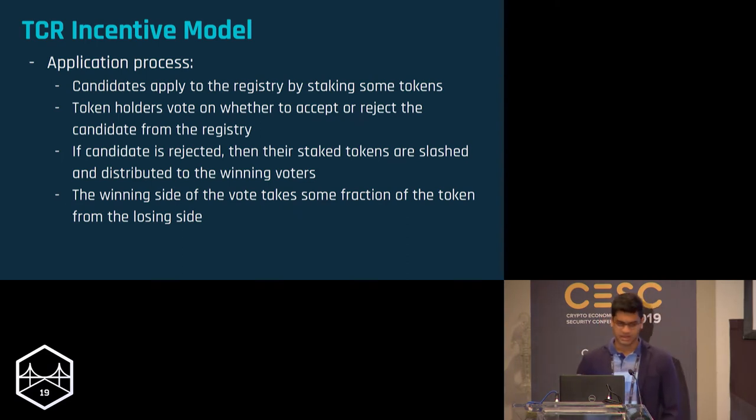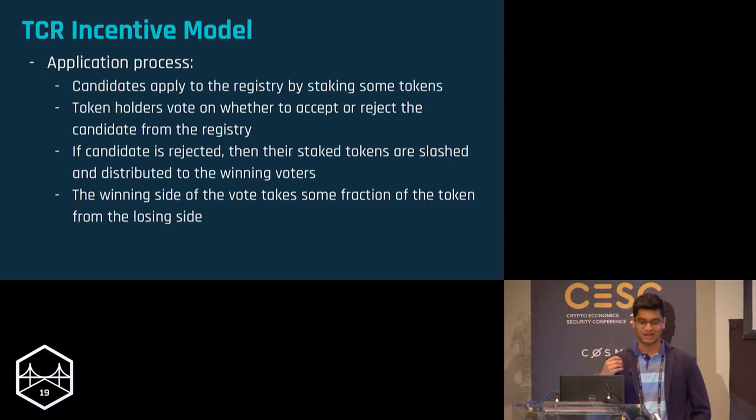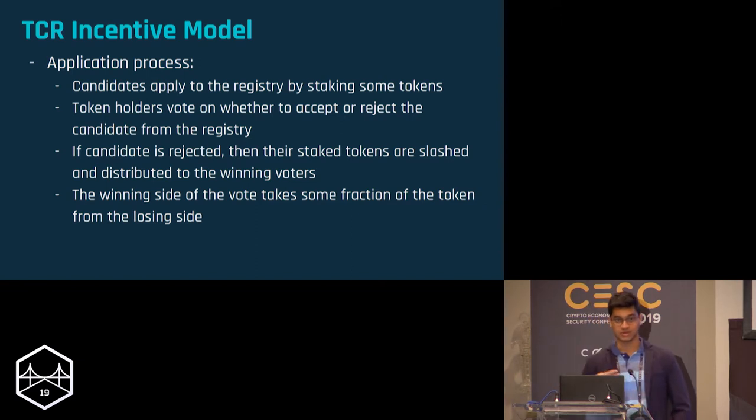And there is an application. So the registry is, let's say, bootstrapped with some items. The candidates who want to get into this registry apply to it. And the application process is such. So candidates buy some tokens of this registry, and they apply to the registry by staking some amount of tokens. And the token holders of the registry vote on whether to accept or reject the candidate. And if a candidate is rejected, then the stake that the candidate put up is going to be slashed, and it's actually going to be distributed to the voters who voted on rejecting the candidate.